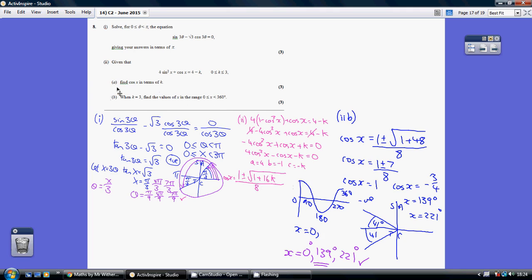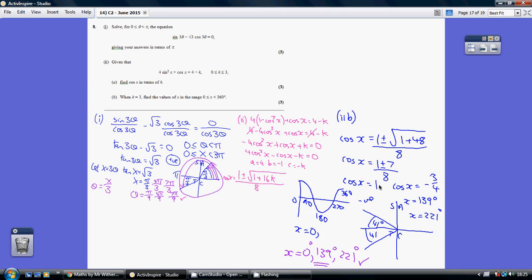Now for 2 part B, we're told to work this out when k is 3. So k is 3. 16 lots of 3 is 48, add 1 is 49, square root of 49 is 7. So we've got 1 plus or minus 7 over 8. When we add the 7, we've got 8 over 8 being 1, so cos x equals 1. And when we take away the 7, we've got minus 6 over 8, or minus 3/4.